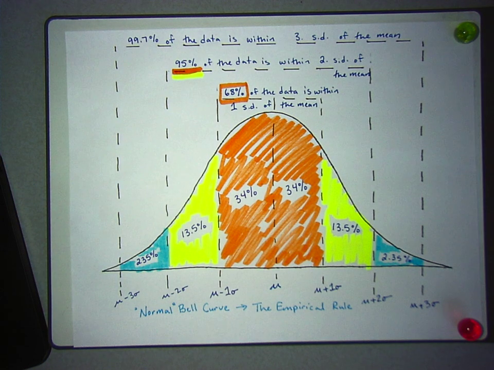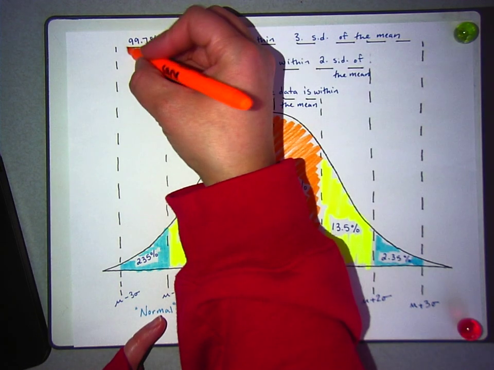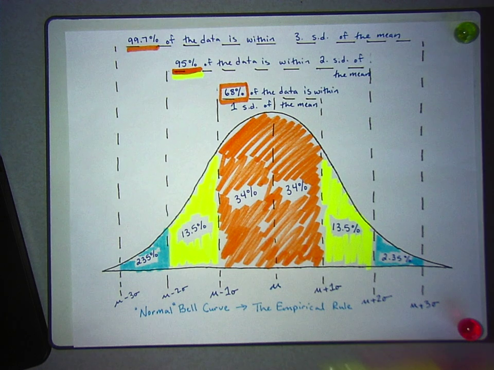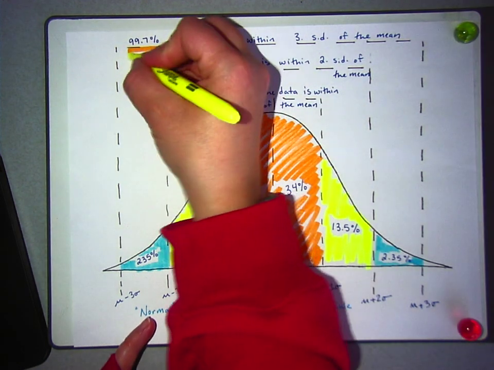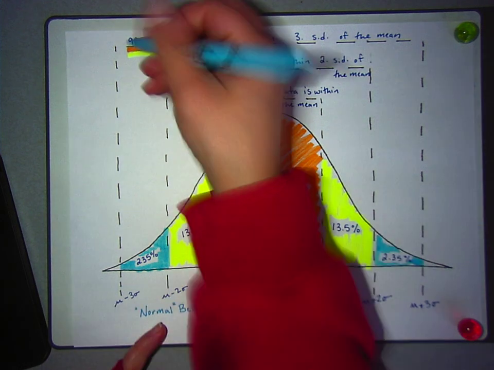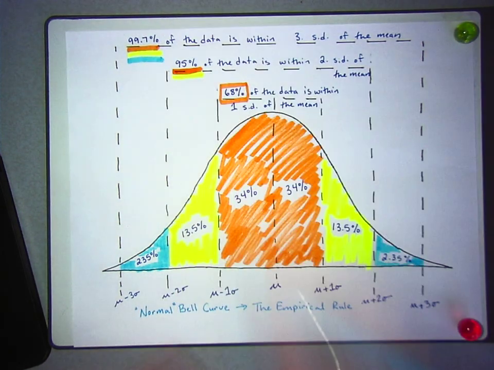And then underneath the 99.7, I want you to use all 3 of the colors. The middle color, the second color, and the final color.